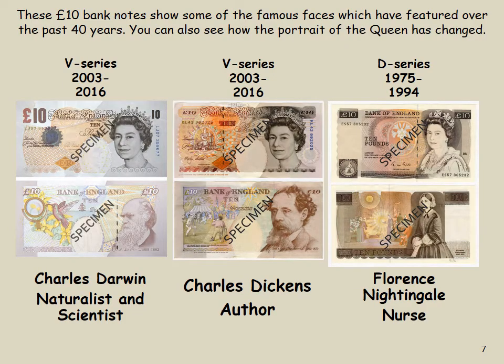So on the screen here, you'll see how banknotes have evolved over time. The current £10 note features the English novelist Jane Austen, and Jane Austen replaced Charles Darwin, famous naturalist and scientist. The series before Charles Darwin featured Charles Dickens, as you can see shown on screen, who was a famous author, and before him was Florence Nightingale, a famous nurse known for her work in improving conditions in hospitals during the Crimean War of the 1850s.